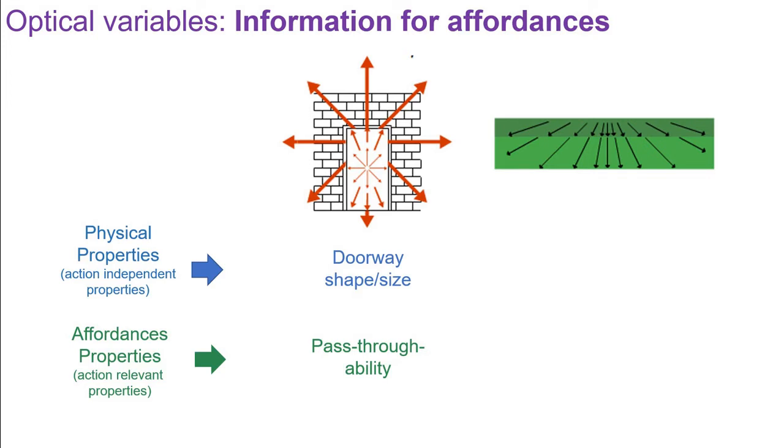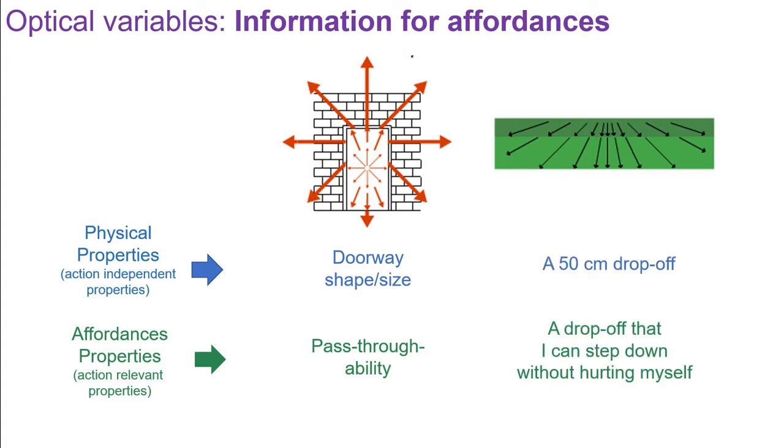The difference in the rate of optic flow in front of the ledge versus beyond the ledge carry information about how big the drop-off is. The optic flow information contains information about the physical property of how deep the drop-off is. For example, it might be a 50 centimeter deep drop-off. More importantly, though, information in these optic flow patterns contains information about whether the upcoming drop-off can be stepped down rather than climbed down. That is, it contains information about the action-relevant properties of the drop-off for you.